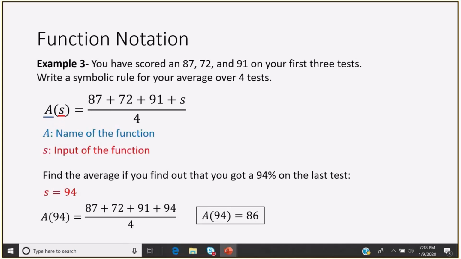I didn't mention, but I should mention, one of the most common mistakes I see with this function notation, and it completely makes sense, I get why it happens, is that when we see that A of 94 is equal to 86, quite often our brain goes into overdrive and we think, okay, I can't stop there. I have to get A by itself because I'm looking for my average. That's just a name of the function. So your answer is 86. Your average on all 4 of these tests is 86 or 86%. So don't overthink it. If you see A of 94 and you have your function, that's really just telling you what to do. Your answer is just that 86.